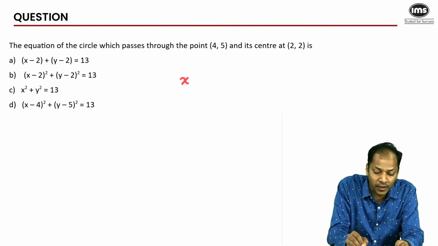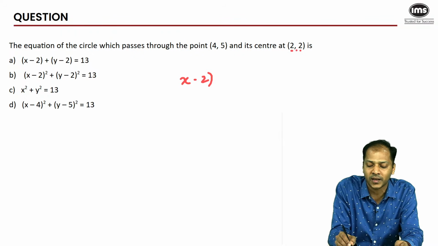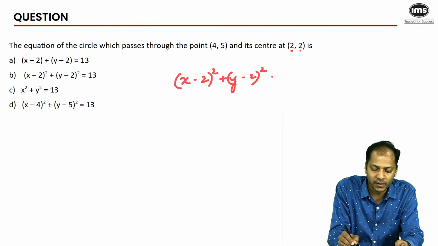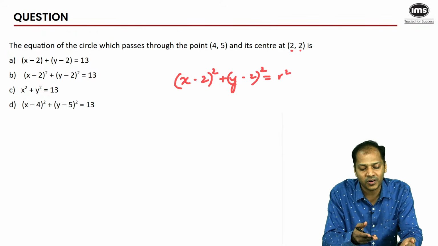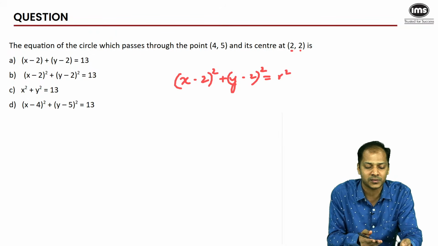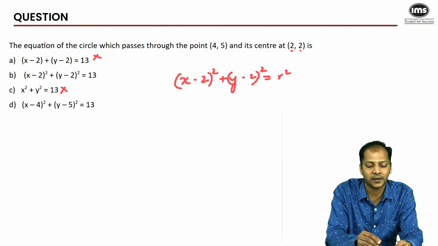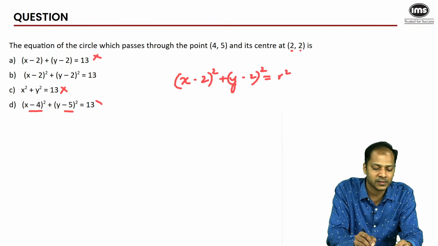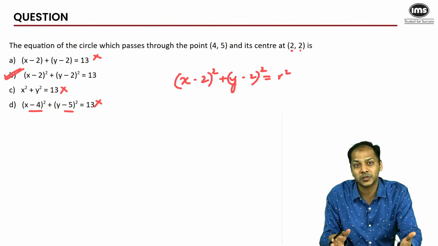The coordinates of the center are (2,2). So therefore (x minus 2) the whole square plus (y minus 2) the whole square would be equal to r square, even without calculating the radius. From the structure of the options, this cannot be the equation of a circle. This is the equation of a circle centered at the origin. Here the center is (4,5). This cannot be the answer. Hence the only option which can be the answer is option B. The correct answer is option B.